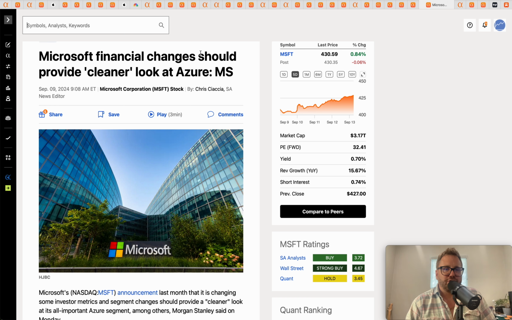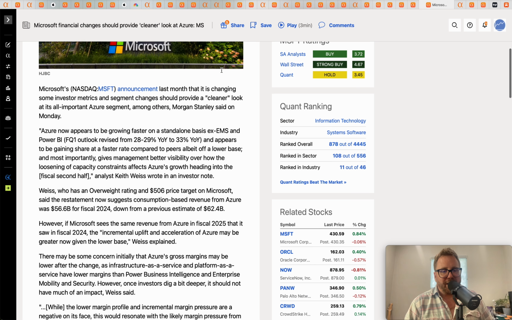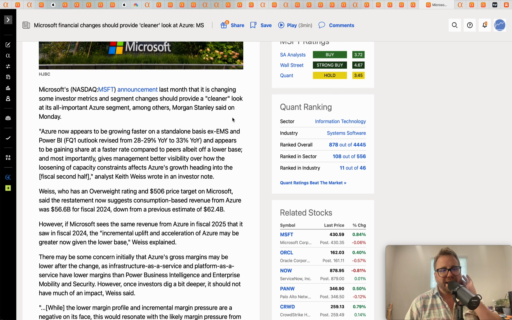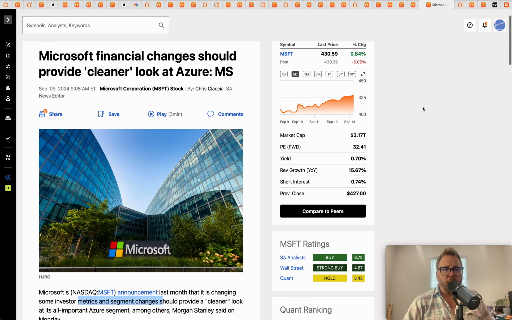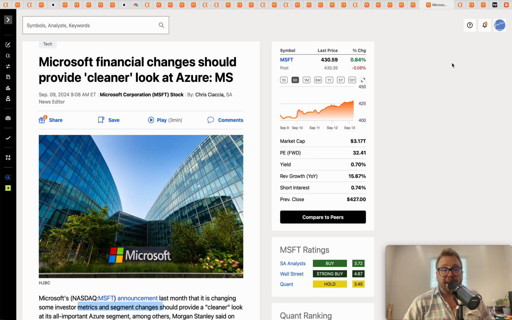Now, Microsoft's financial changes should provide a cleaner look into Azure. This is according to Morgan Stanley. You might recall a couple of weeks ago, we reported on the fact that Microsoft is changing the way they report some metrics and segments of their businesses. They group things, I think, into three different segments. You have computing, you have professional, and you have basically Azure that gets lumped in somewhere else. Morgan Stanley is saying that now we're going to get a cleaner look at Azure.